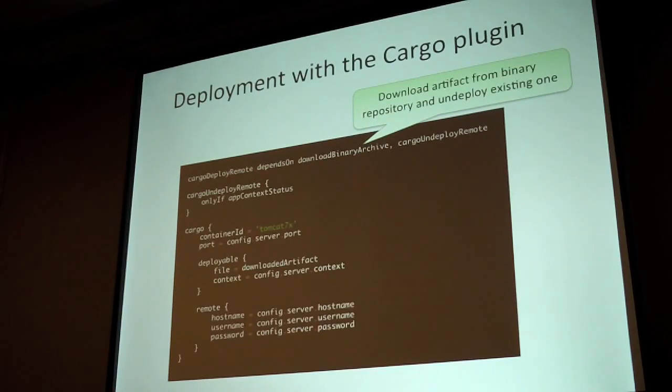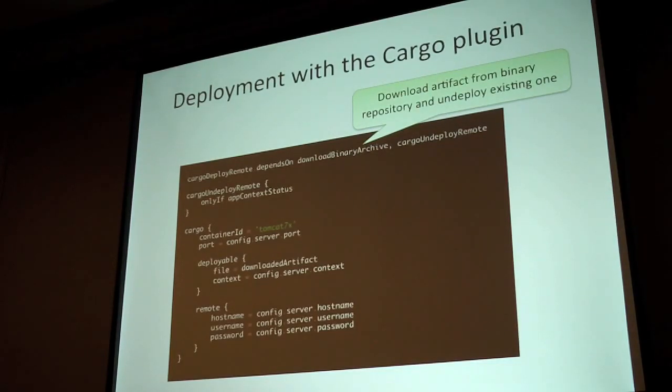What needs to happen beforehand is that we actually download the binary from the repository. And here you can see we just define a task dependency to do so. That makes sure that you always have that artifact beforehand. You can say, I want to undeploy my existing artifact beforehand. So there's another task you can use, cargoUndeployRemote. And that one says, only if the context is accessible on that server, only then undeploy it. So that would be skipped if it doesn't already exist yet.